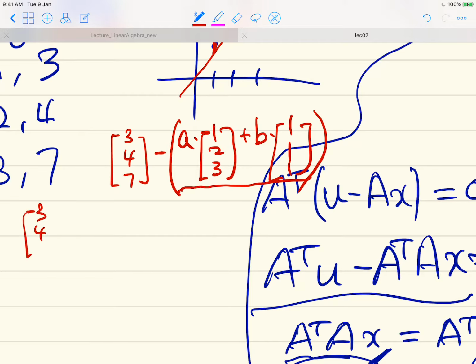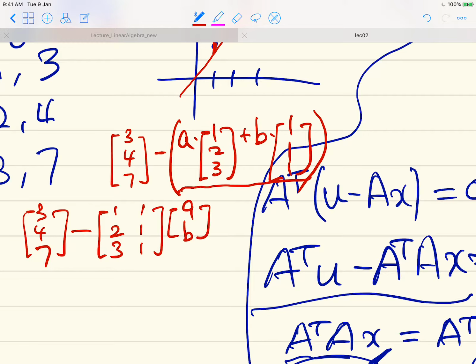So this 3, 4, 7 can be represented as 1, 2, 3 and 1, 1, 1 times what? A and B, right? So we can factor this out into this form, because it is a linear combination of these two vectors with linear combination coefficients A and B. And thus we apply the column combination perspective of matrix multiplication.